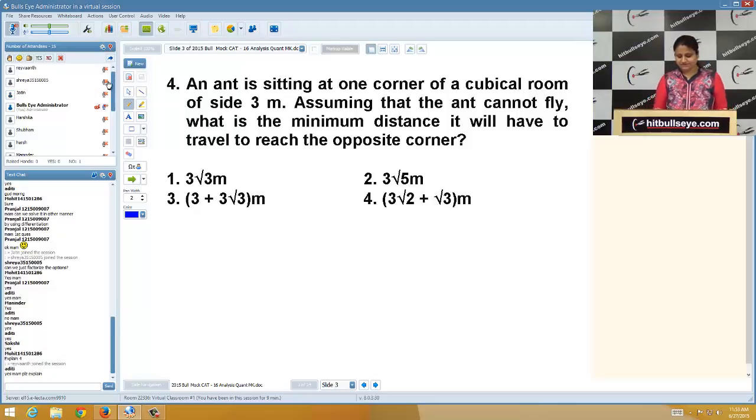An ant is sitting at one corner of a cubical room. There is a cube of side 3. Assuming that the ant cannot fly, what is the minimum distance it will have to travel to reach the opposite corner? Suppose the ant is sitting at A and the opposite corner is B. Now the ant cannot fly. Of course, the ant will move on the faces. Now what is the question asked? What is the minimum distance it can cover?